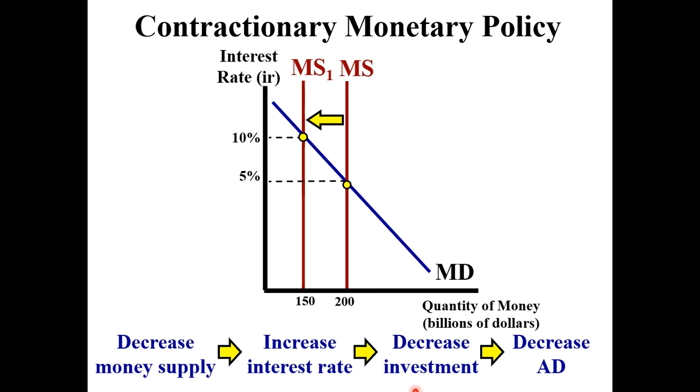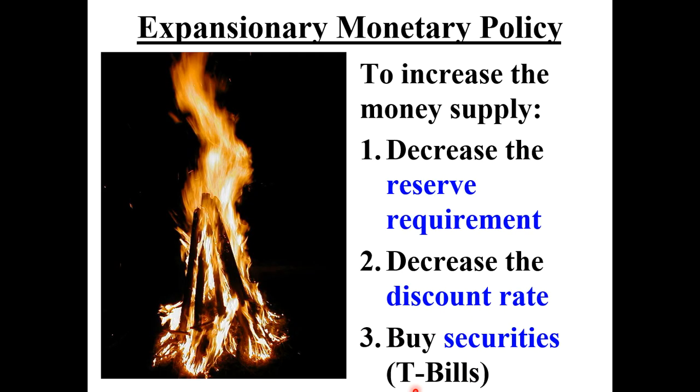That's the way the Federal Reserve can step on the brakes using monetary policy. So, how do they increase or decrease the money supply? Well, there are three ways to increase the money supply using monetary policy. Number one, you can decrease the reserve requirement.